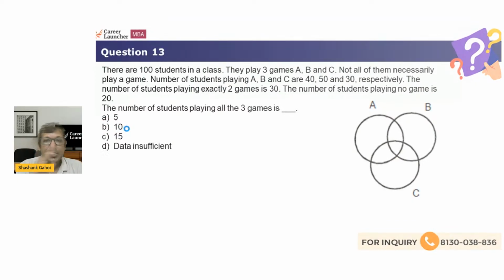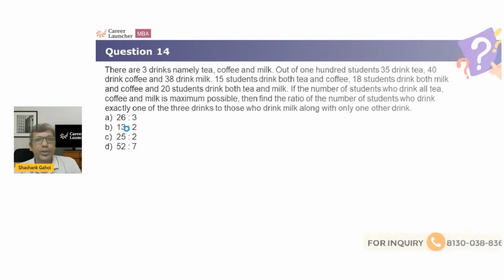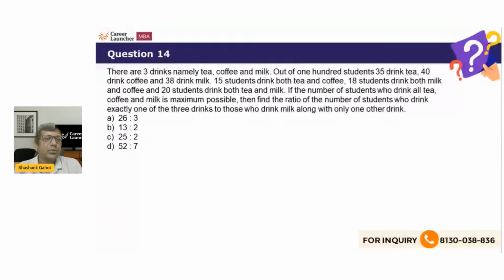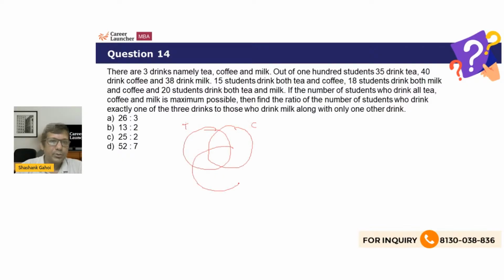Now, let's move on to the next one. What does it say? There are 3 drinks, namely tea, coffee, and milk. So we have tea, we have coffee, then we have milk. So we have 3 things: tea, coffee, and milk.